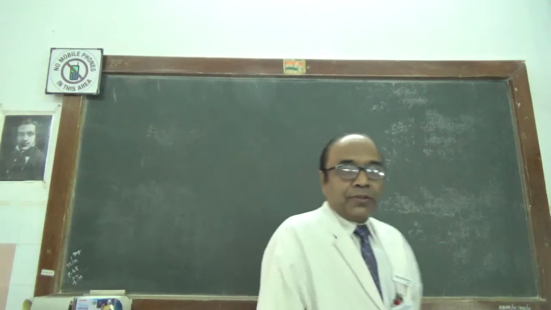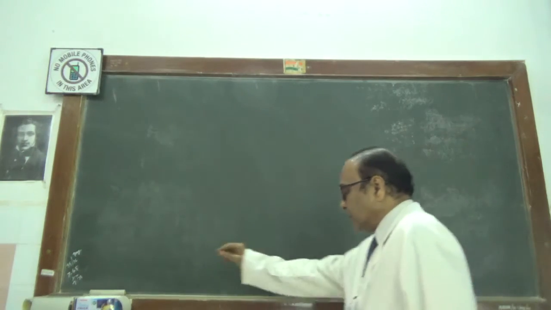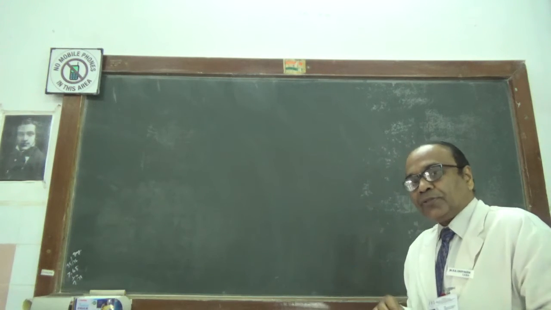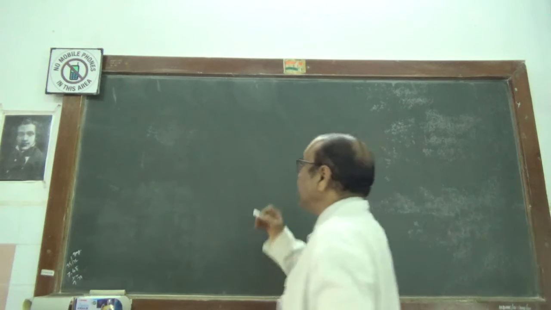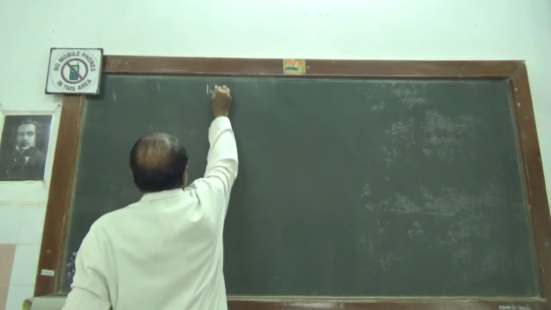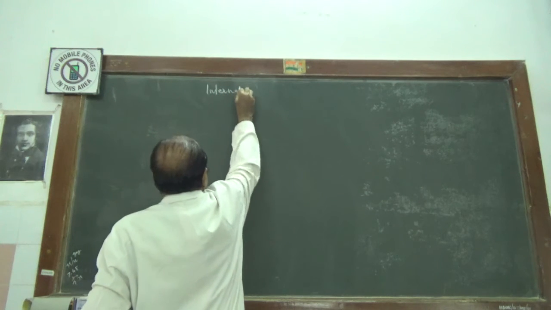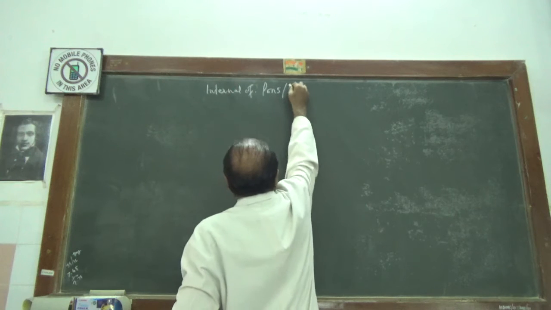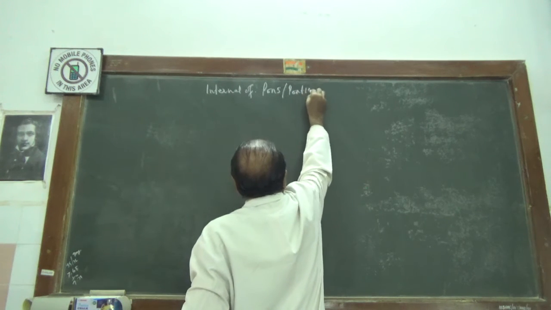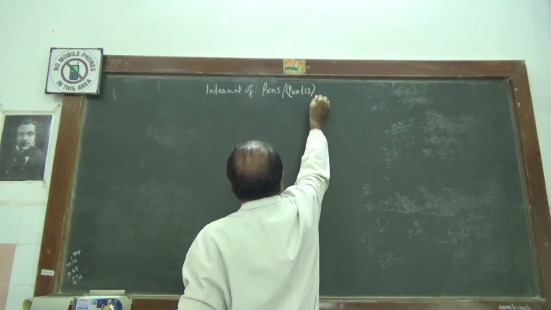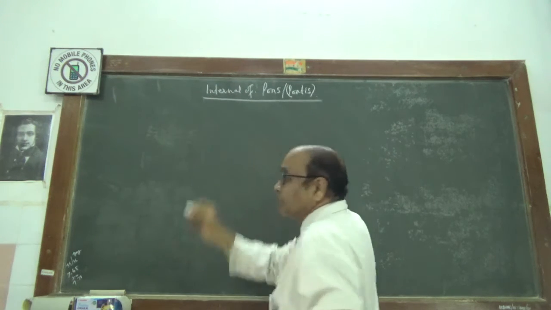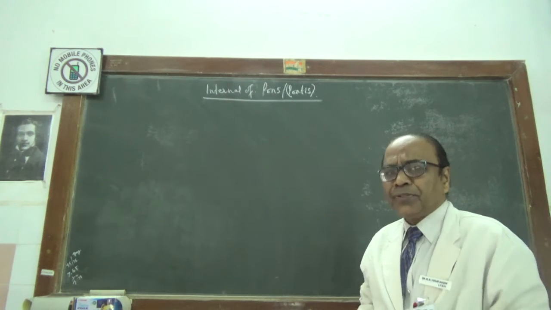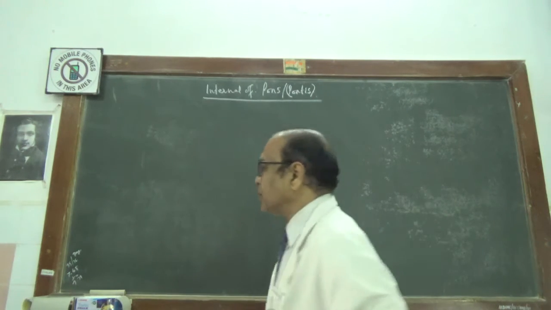See, now we will go for Pons. Yesterday we had finished the Pons gross anatomy. Now we will go to the internal structure of Pons, or Pontes, another name for the Pons. Now, in order to know the internal structure, it means you have to take a cut section.